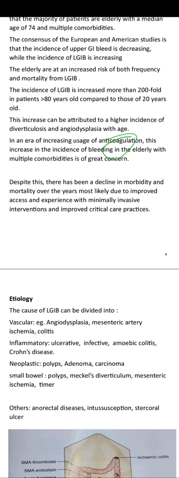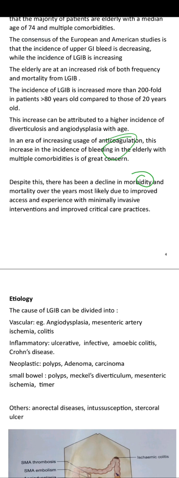But even though the incidence is increasing, the mortality and morbidity are decreasing. The mortality is about 2%, which is relatively low. This is maybe due to the improvement of procedures such as upper endoscopy and lower endoscopy, and the presence of trained gastroenterologists who can deal with it. So even though the incidence has increased, the mortality is decreasing.